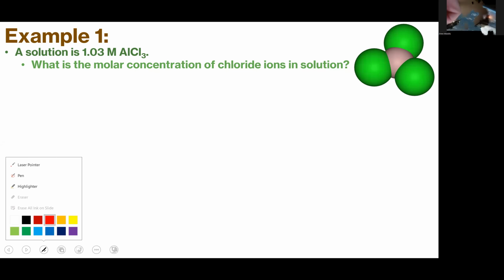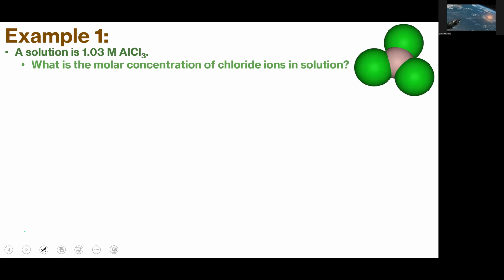So let's have aluminum chloride. Aluminum chloride is AlCl3, and we have a solution that is 1.03 molar aluminum chloride. Okay, we want to know what is the molar concentration of chloride ions in this solution. Oh, my notes say 1.02. So let's make this a 2 so I don't screw up stuff all over the place. Okay, 1.02 moles of aluminum chloride per liter.